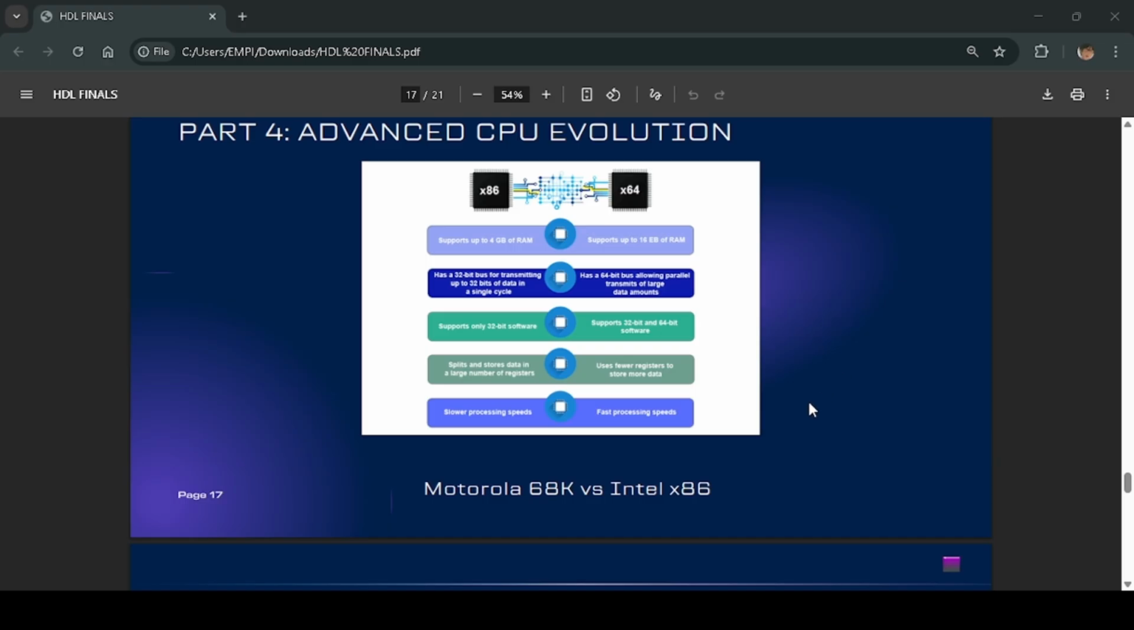While the 68K offered a superior engineering model, x86's strategic alliance with the IBM PC and Microsoft DOS created an unstoppable commercial ecosystem. This history shows that in technology, market forces and strategic partnerships can sometimes outweigh pure technical merit.